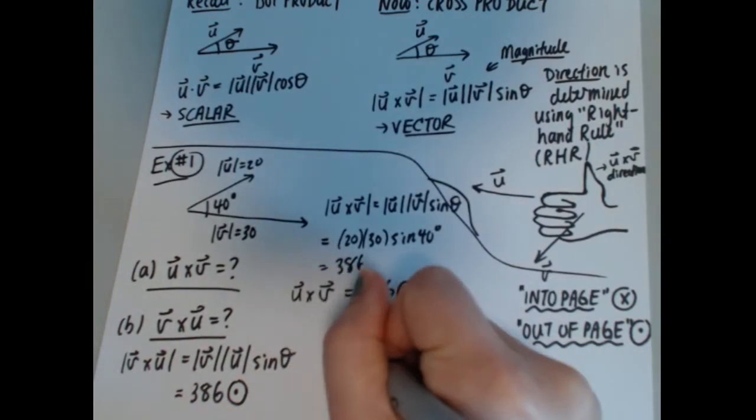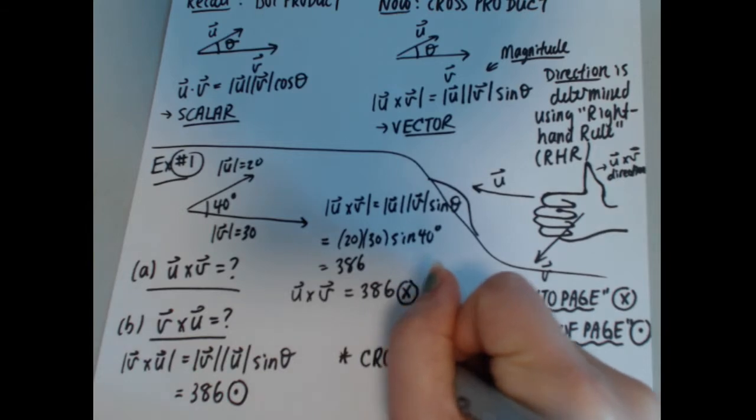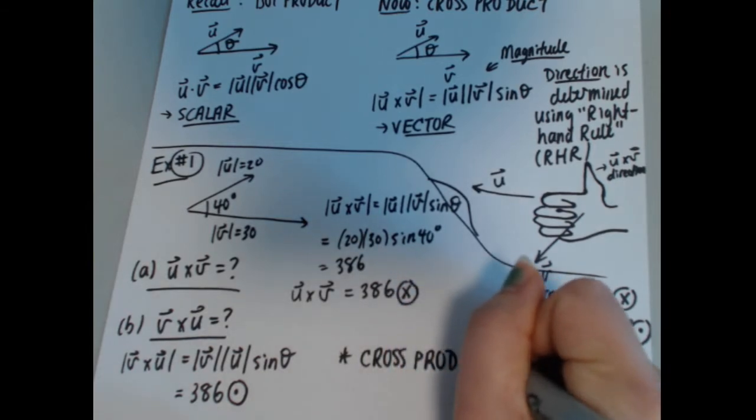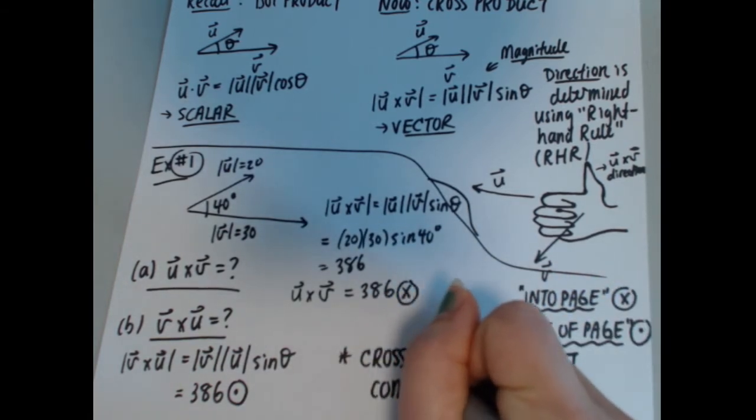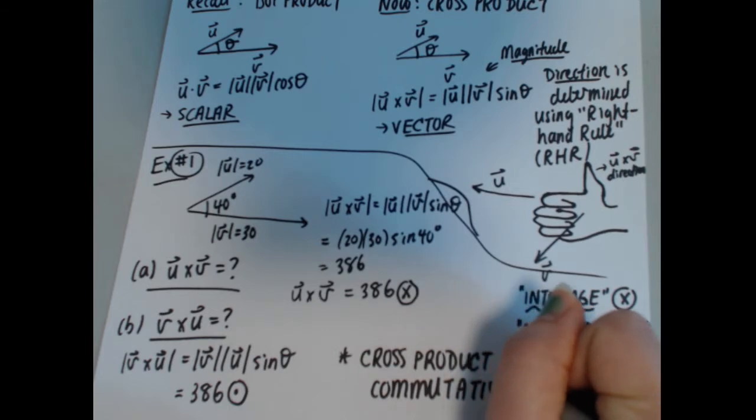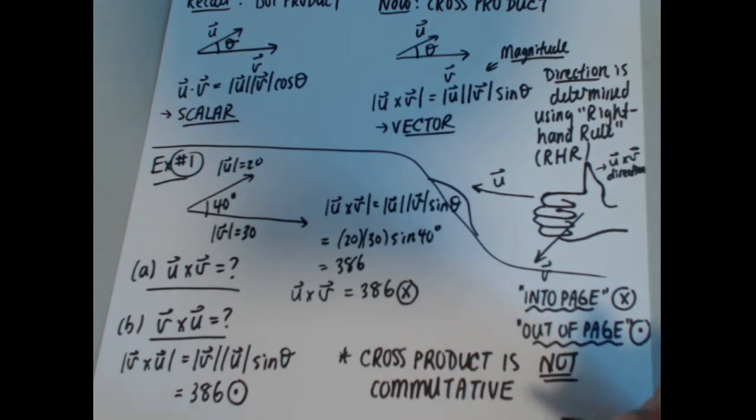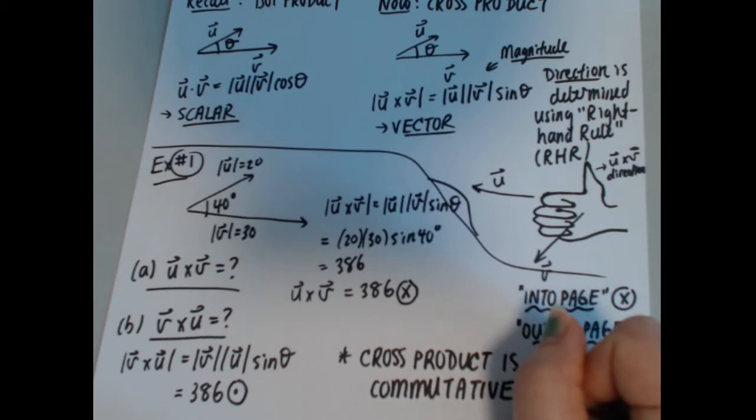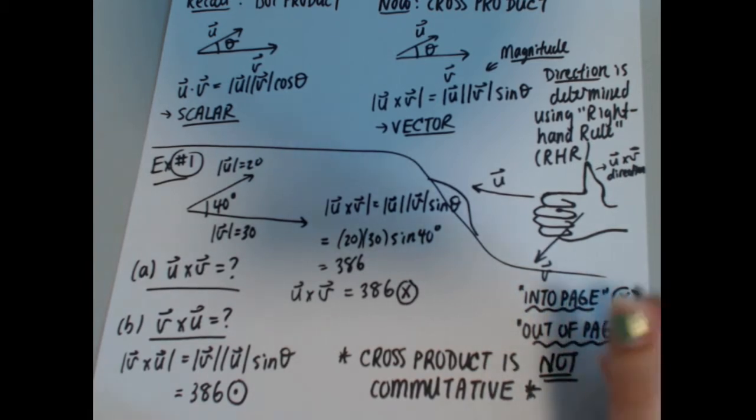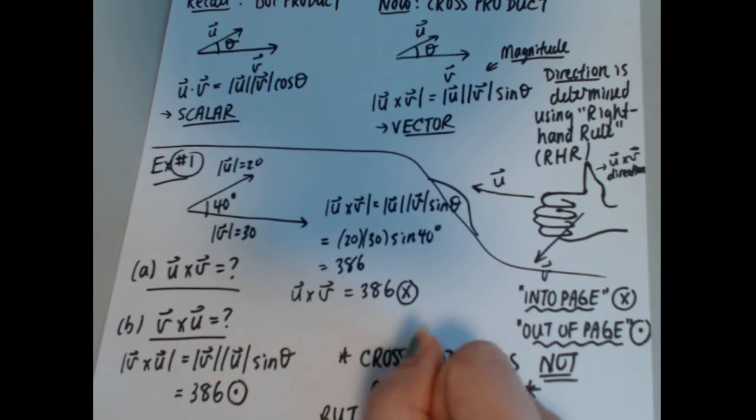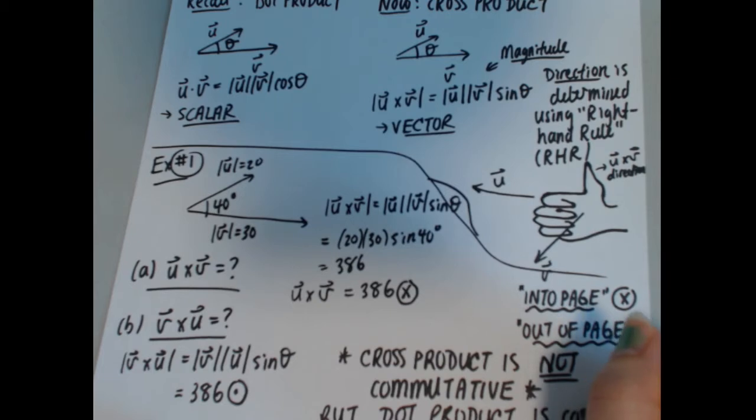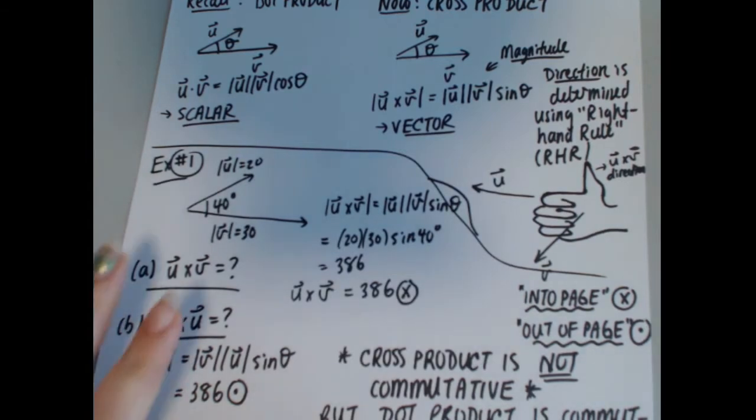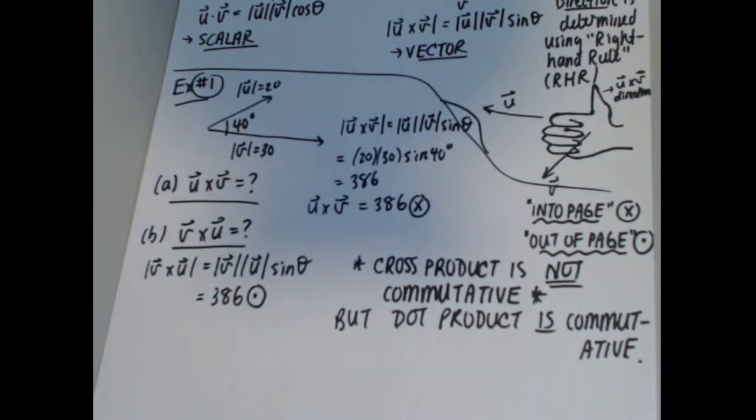So let me actually write that down first. Cross product is not commutative. Like addition's commutative, multiplication's commutative. Division and subtraction are not, and cross product is not commutative. But dot product is commutative. So remember that dot product is, but cross product is not.